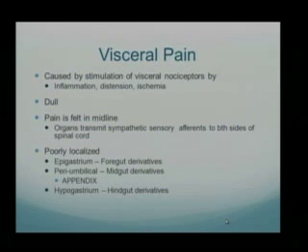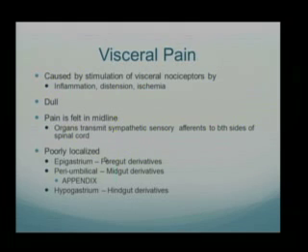Visceral pain is caused by the stimulation of the visceral nociceptors. Could be caused by inflammation, distension, or ischemia. It's classically a dull pain. Usually it's felt in the midline. And the transmitters are the sympathetic sensory fiber afferents which supply the sensation to both sides of the spinal cord. And that's the reason why it's felt in the midline, because you have signals going from both sides of the body to the spinal cord.